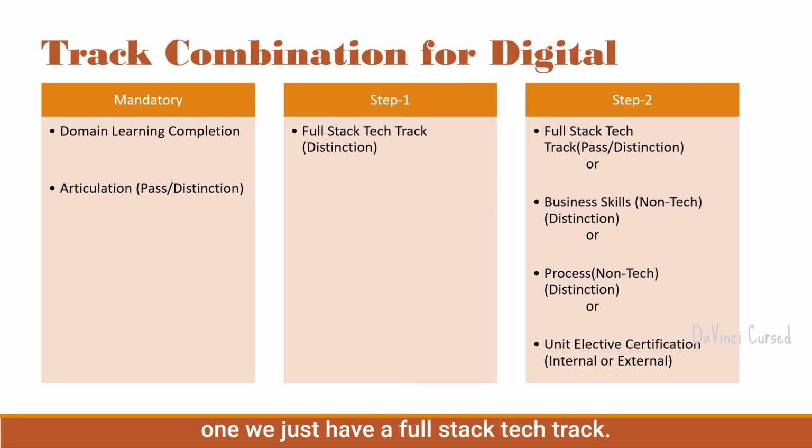In step 1, we just have a full stack tech track. We should attain distinction in that. And in step 2, we have a lot of items. We can pick any one of them. You can take up a full stack tech track, and a pass or distinction is enough. A pass is also enough if you take up a full stack tech track in step 2. And for non-tech tracks which come as business skills or process, you need to attain distinction. That's mandatory. Or you can go with any unit director certification, which could be internal or external. So you can go with any one of these things in step 2. These 3 assessments should be cleared to attain a proper valid combination for digital.